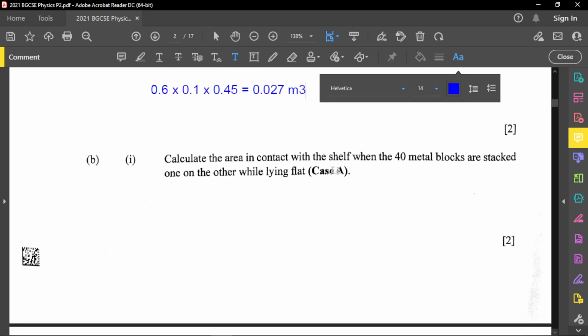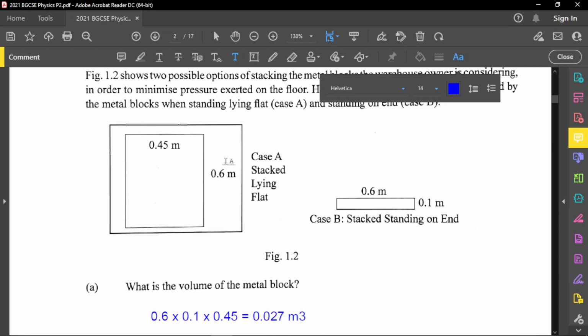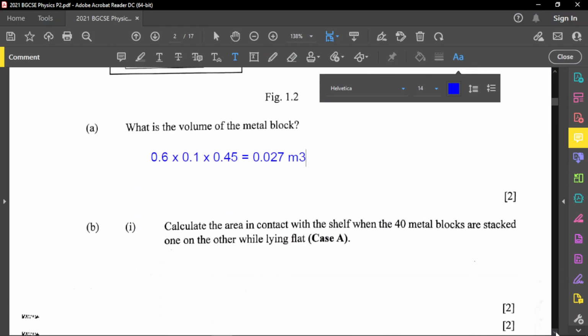Next, calculate the area in contact with the shelf when the 40 metal blocks are stacked one on the other while laying flat. To get this, we need to find the area. Let's go back to the figure. This is in case 1. In case 1, laying flat, the area will be the base times the width based on what we're seeing here, so this is 0.6 multiplied by 0.45. Let's do that real quickly.